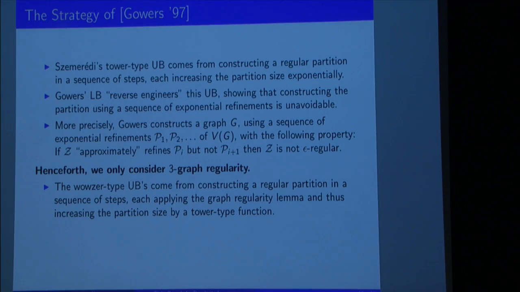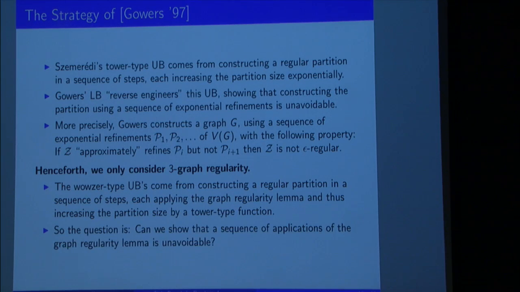Okay, so the Wowzer-type upper bound in all of the proofs of the three-graph regularity lemma comes from constructing a regular partition in a sequence of steps, and each of the steps applies the graph regularity lemma. So in particular, it increases the partition size as a tower-type function, so the bound that you get for the three-graph regularity lemma would be a Wowzer-type bound. And so the analogous question would be, can we show that a sequence of applications of the graph regularity lemma is unavoidable when you want to prove the three-graph regularity lemma? That would be the analog of what Gowers did. Okay, so I'll get back to this question in 2 minutes.